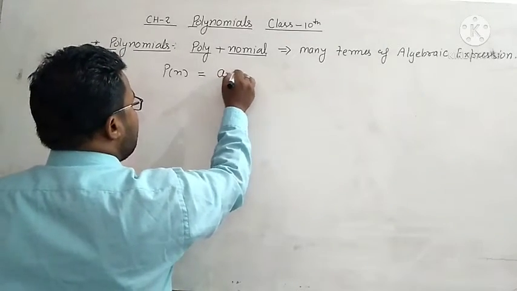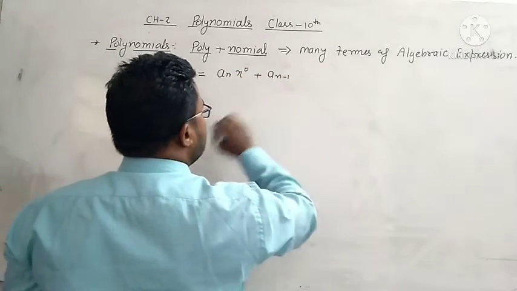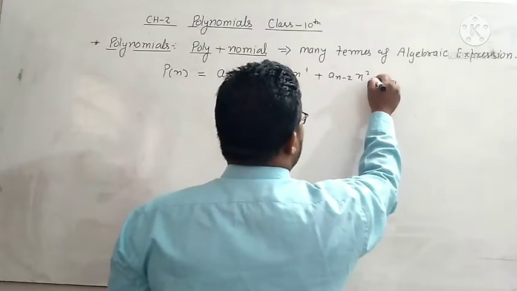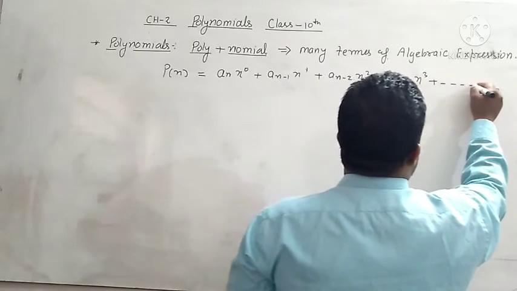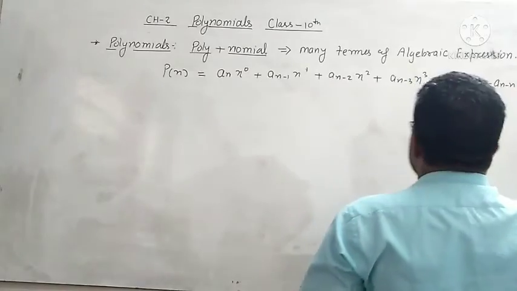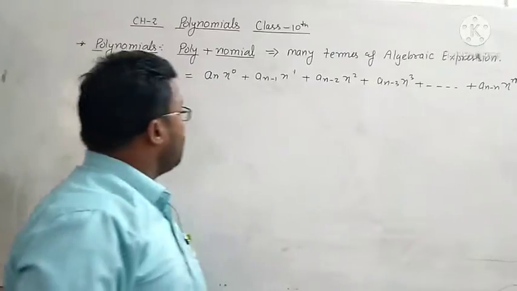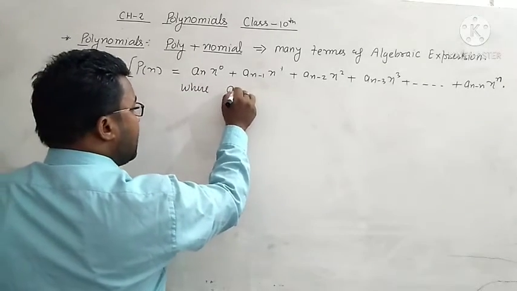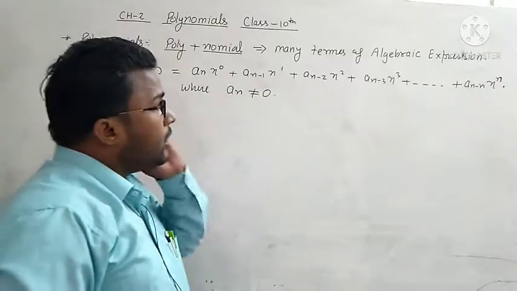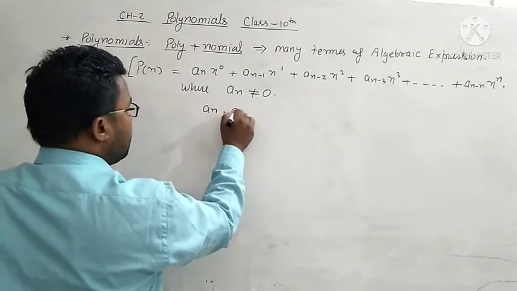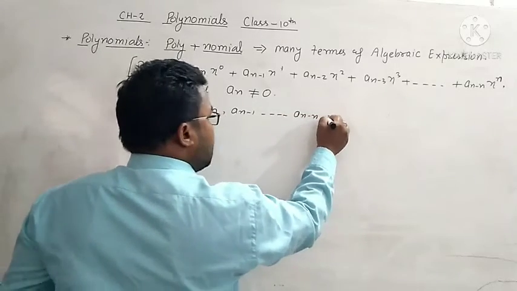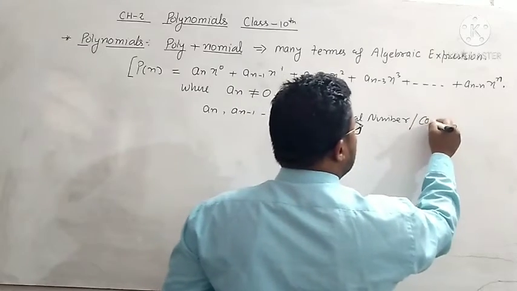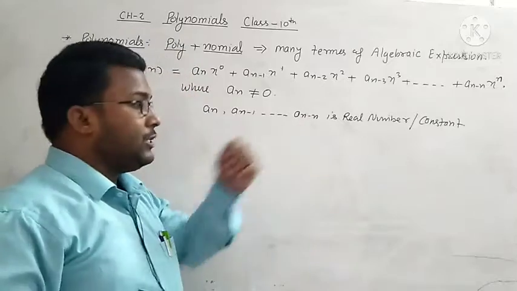p(x) is equal to a_n x to the power n, a_(n-1) x to the power n-1, plus a_(n-2) x to the power n-2, and so on, up to a_0. So this defines the polynomial form, student. Where a_n is not equal to 0. Very important. The values a_(n-1) and so on are real numbers or constants.